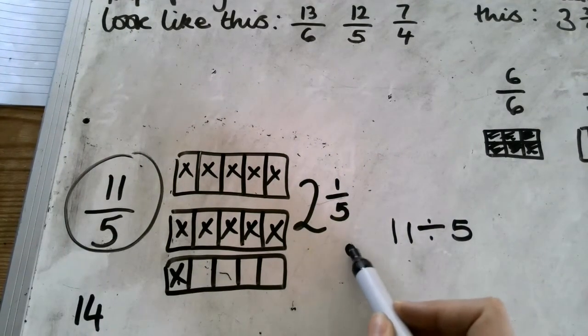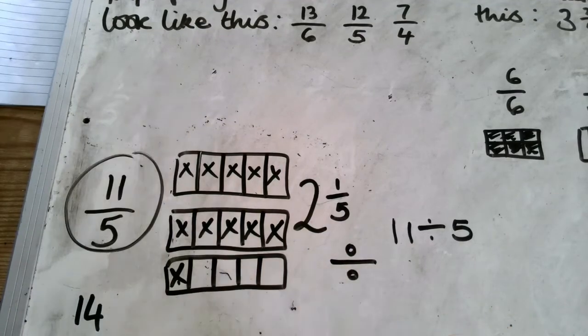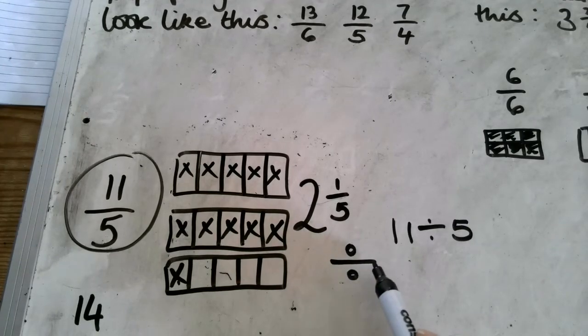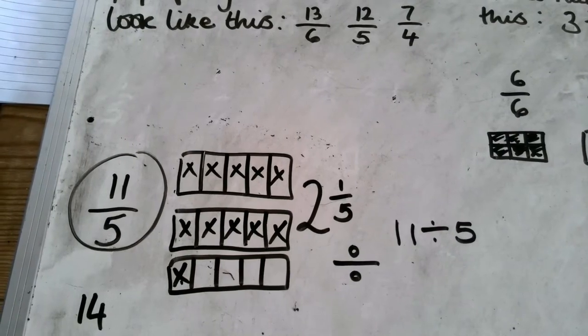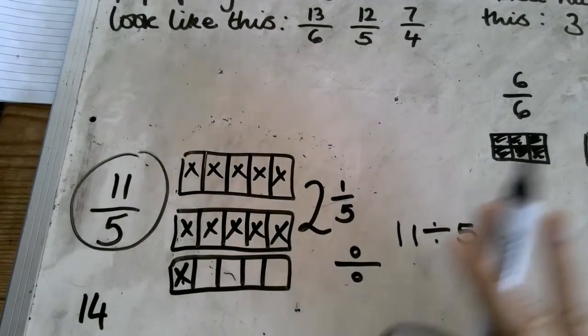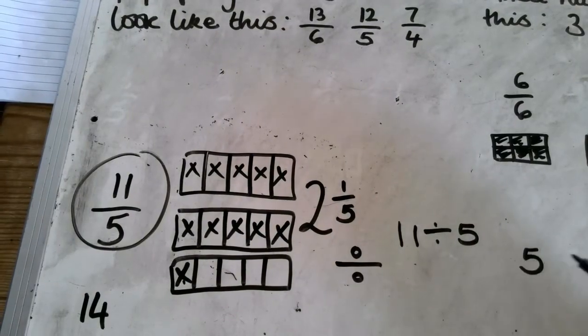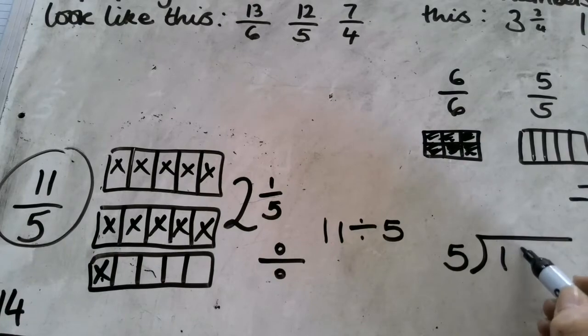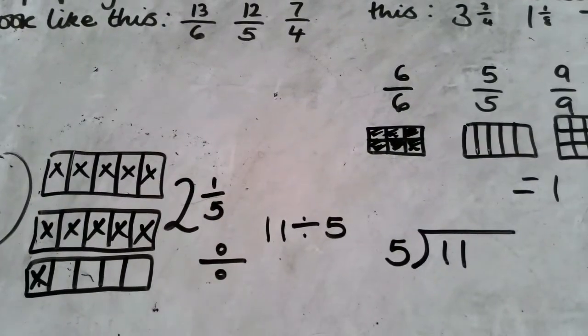Remember we talked about in class how fractions are kind of like the division symbol. We've got our numerator, our fraction line here, and our denominator. So another way that we could find the answer is by division. We could do 11 divided by 5. Now one way we could do this is by drawing our bus stop like this.